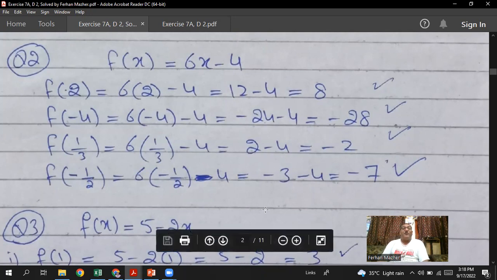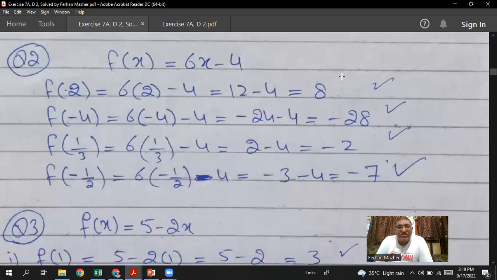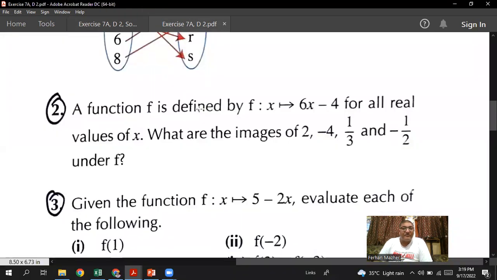Then we have f of minus 1 by 2. So that means in the function, in the place of x, I will substitute x with minus 1 by 2. So it will be 6 into minus 1 by 2, and that will be minus 3, minus 4, and that will be minus 7. So this is how you will do question number 2 of exercise 7A.